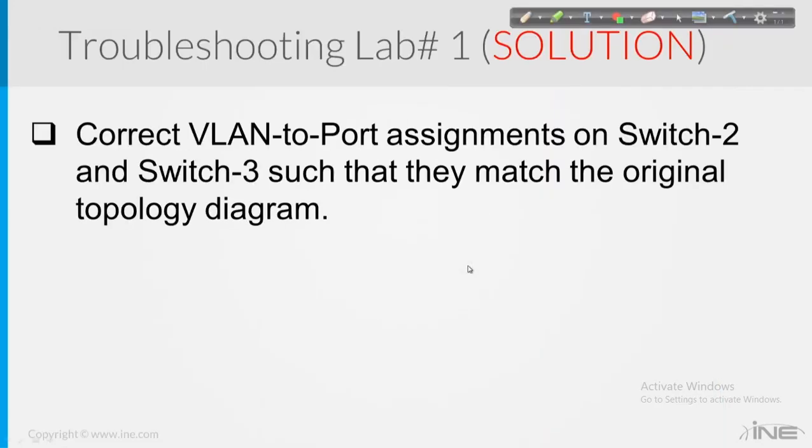So in this particular lab, switch 2 and switch 3 had incorrect VLAN to port assignments. On switch 2, his port was in the right VLAN, but the VLAN itself didn't exist, so we had to create it again. On switch 3, the correct VLAN, VLAN 4, did exist, but the port leading to router 4 was not in that VLAN. It was in VLAN 44. That was a mistake. There is no VLAN 44 in this topology. That was incorrect. So that is the solution to this lab.